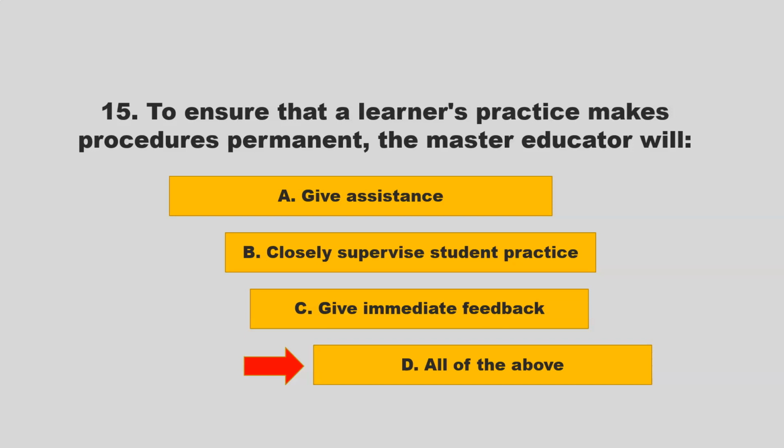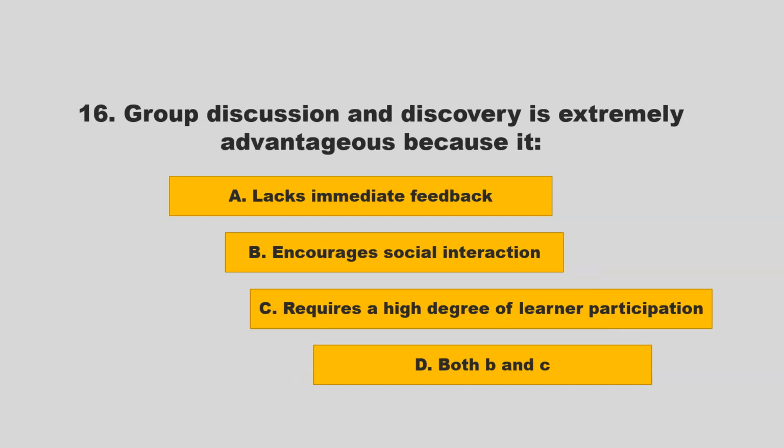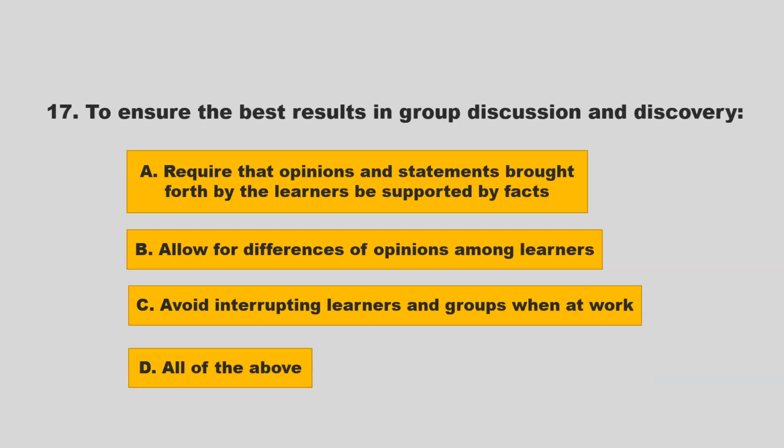If you chose D, all of the above, you are correct. Group discussion and discovery is extremely advantageous because it lacks immediate feedback, encourages social interaction, requires a high degree of learner participation, both B and C. If you chose D, both B and C, you are correct.